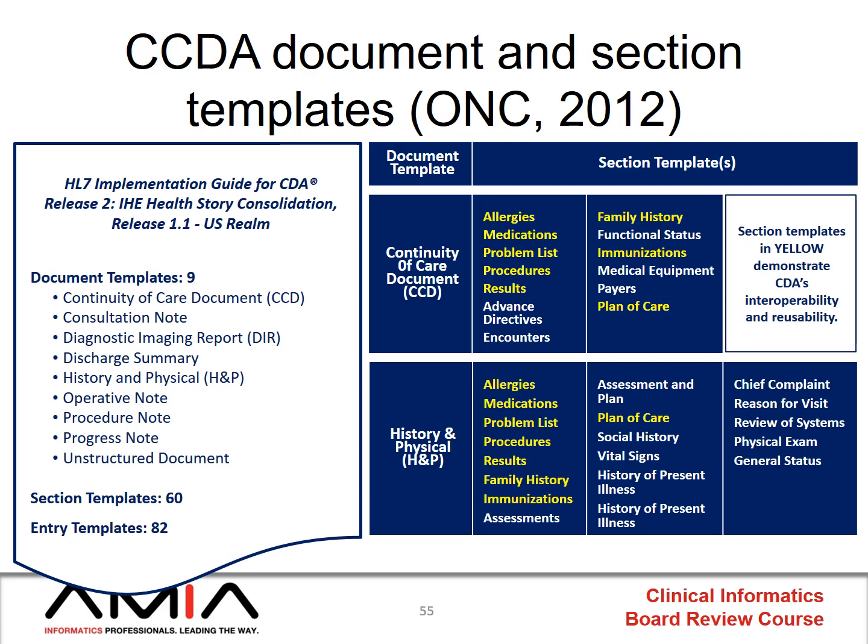So for example, on the right-hand side, we see the continuity of care document and the templates that go into it. We also see the history and physical exam, and we see there are some section templates that are also in the continuity of care document. And again, these section templates are standardized, as is the data within them, and we therefore have templates that make up CDA documents, and so sometimes this is referred to as templated CDA.